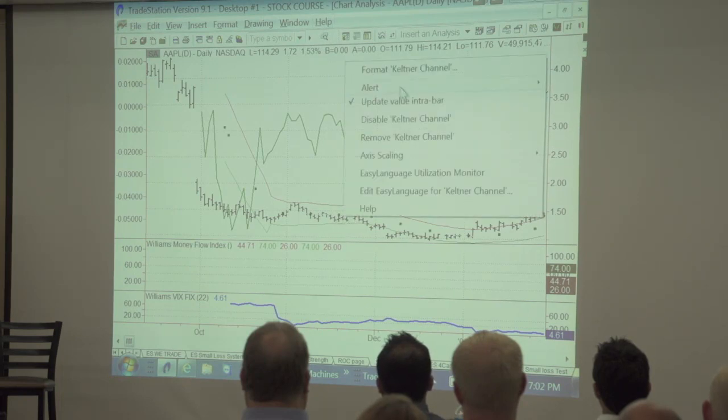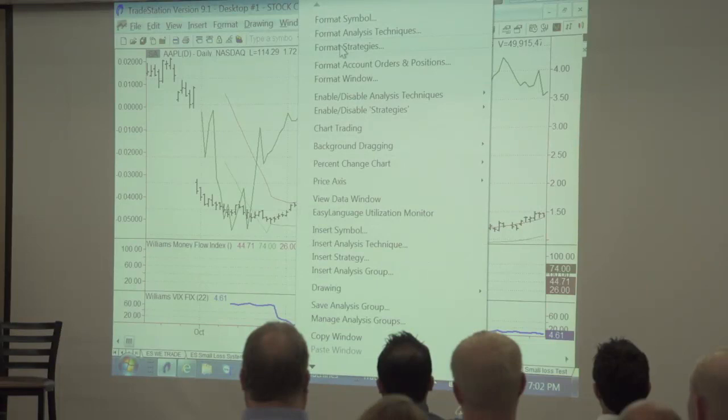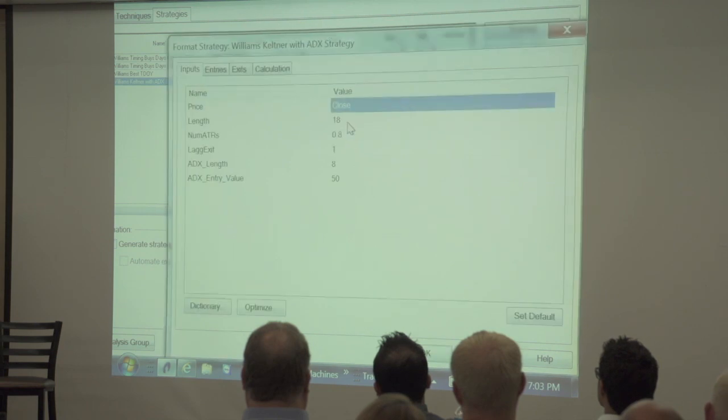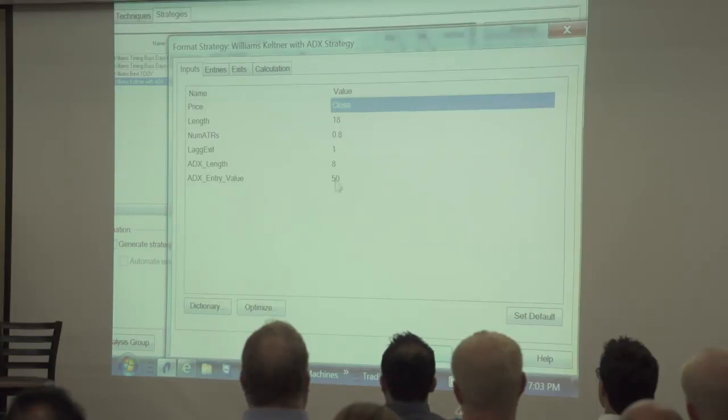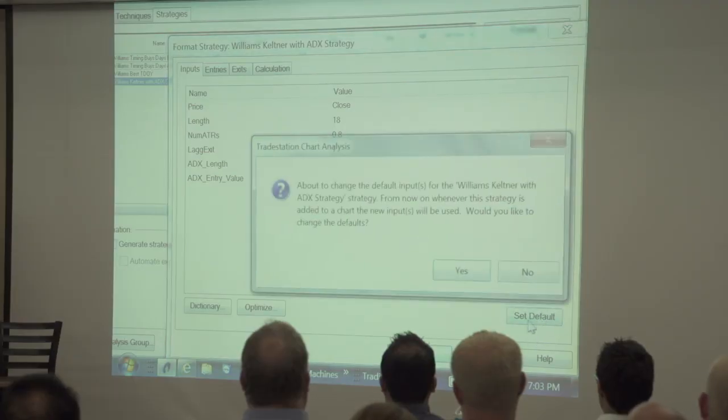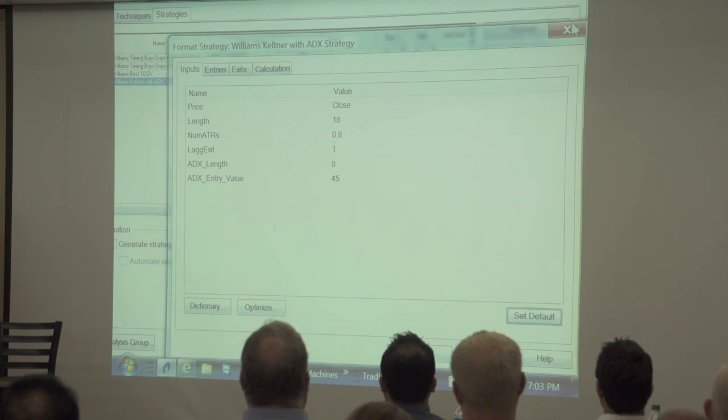Now I'm going to show you how we're doing this. I'm going to make certain that I've got this correct here, format strategy. So this is our strategy. I'm using an 18-bar Keltner band with an average true range of 8. I've got ADX set at 40. We'll set that at 45. And, okay, set default, enter.